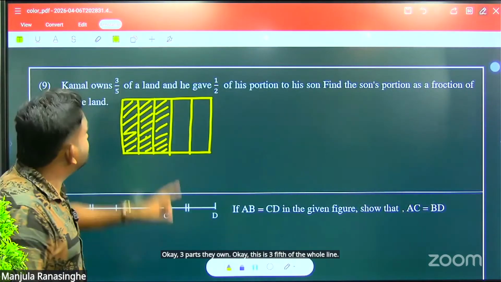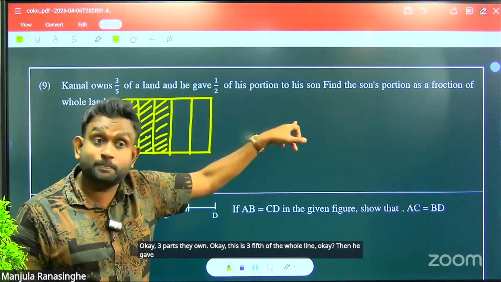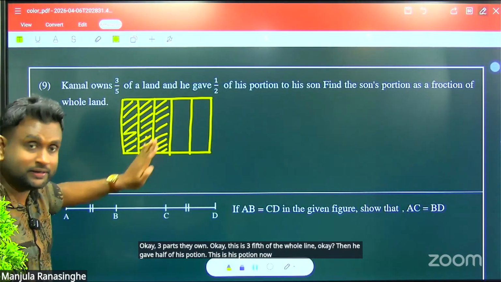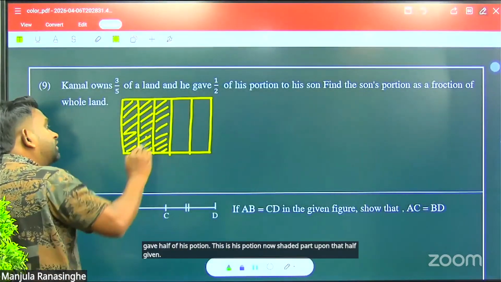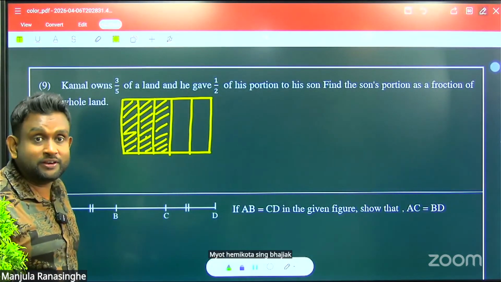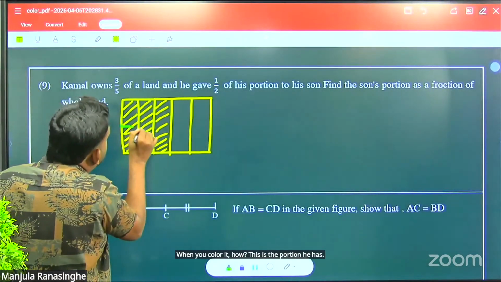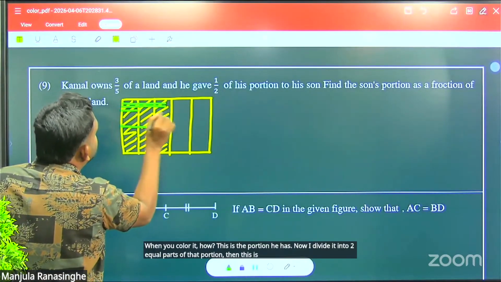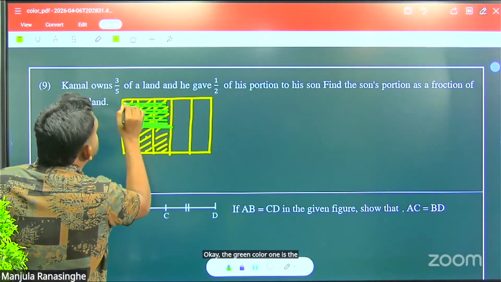Okay, then he gave half of his portion. This is his portion now, the shaded part. Upon that, half is given. When you color it, how? This is the portion he has. Now I divide that portion into 2 equal parts. Then this is the given part. The green colored one is half of his portion.